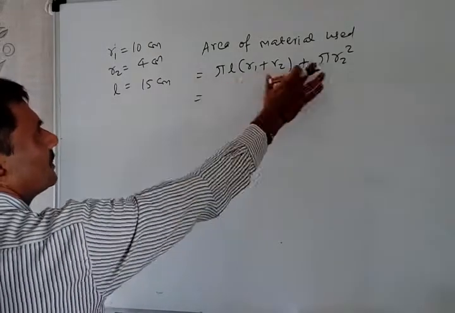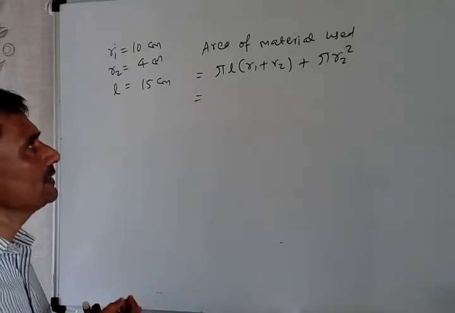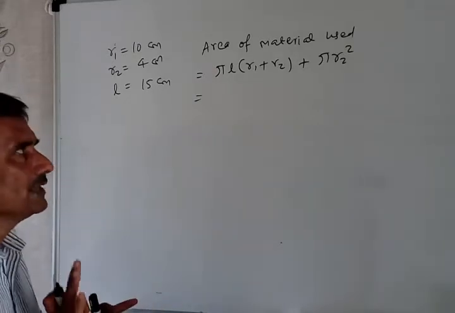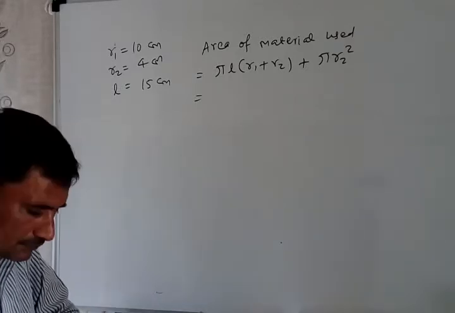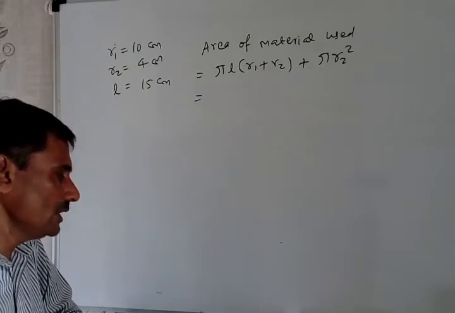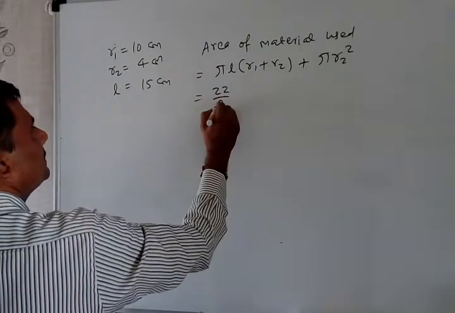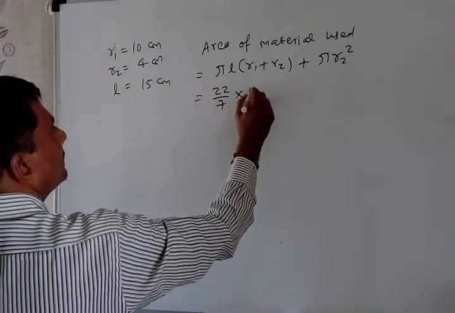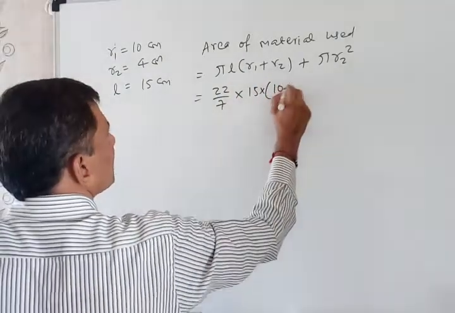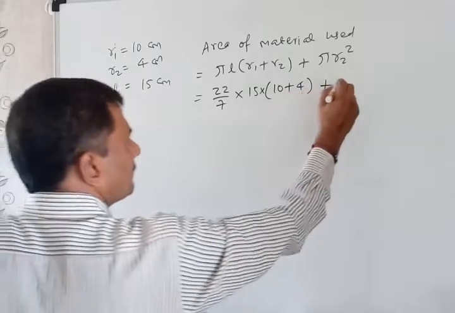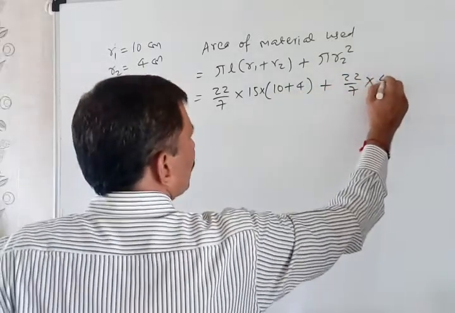Now place the values. Only pi is common, so I don't think there is a necessity to take it common. You can directly place the values here. If you want, you can take pi common also, but except pi, nothing is common, so I am not taking pi common. Now I am just placing all the values. So 22 by 7 into 15 into (R1 + R2) = 10 + 4, plus 22 by 7 into 4 into 4.